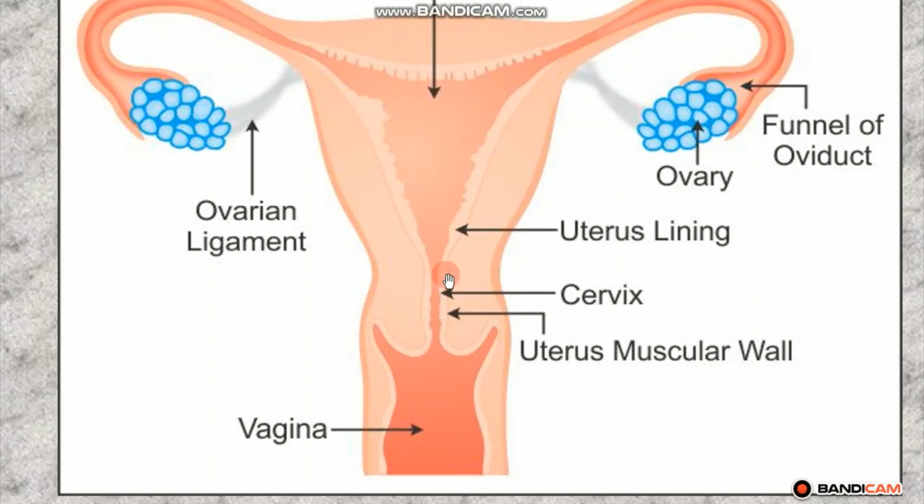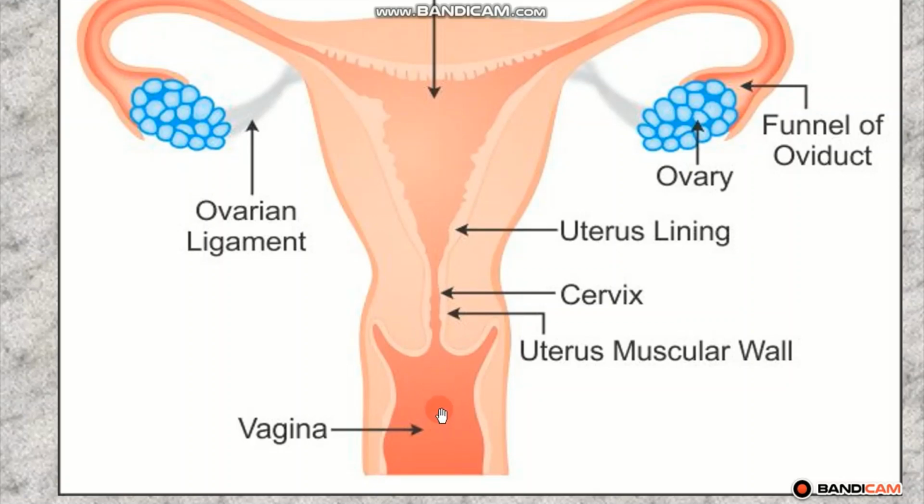The cervix and vagina constitute the birth canal. This forms the birth canal for the parturition of the offspring. The developed offspring comes out through this pathway, from the cervical canal to the vagina.